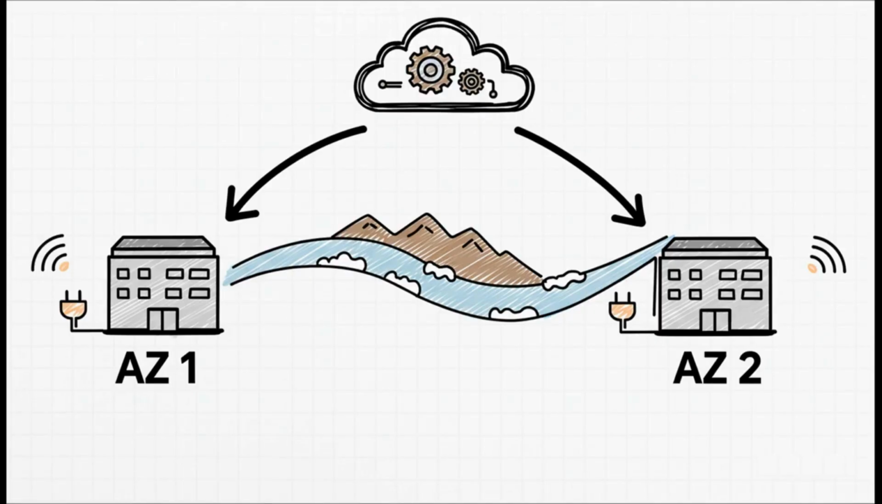So why is this such a big deal? Well, you have to understand, an AZ isn't just one data center building. It's one or more, each with its own power, its own networking, its own connectivity, all totally separate. They are physically isolated from each other, which means a fire, a flood, or a power grid failure in one AZ is not going to take down another.